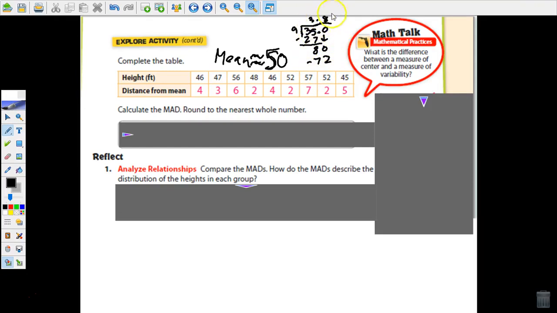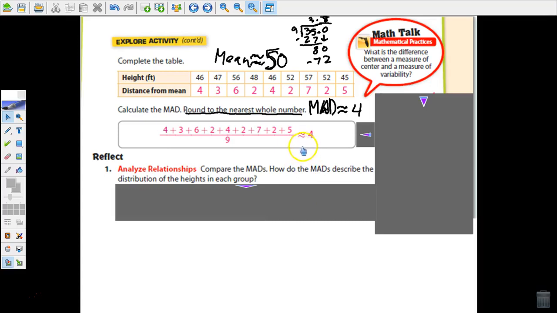3.8. So when I get 3.8 with a line over it, round to the nearest whole number. Woohoo! I like that. So just looking at this nearest whole number, mad is about 4. And let's see. Boom. Boom diggity. Boom diggity dog. Okay? Everybody understand that? Good. Okay.